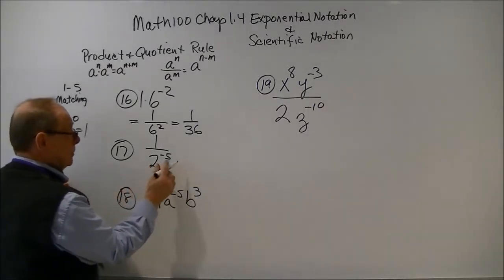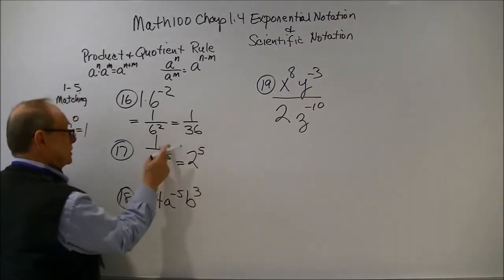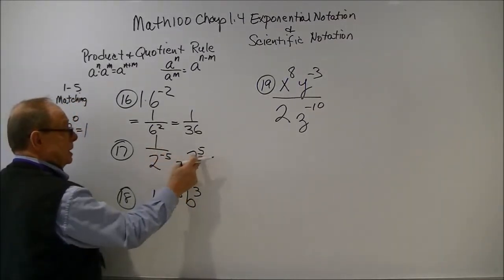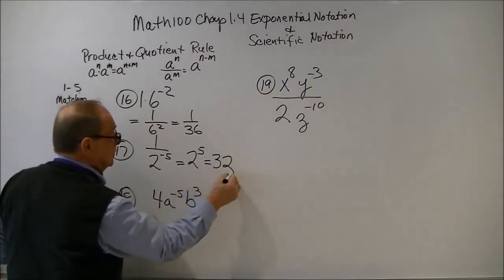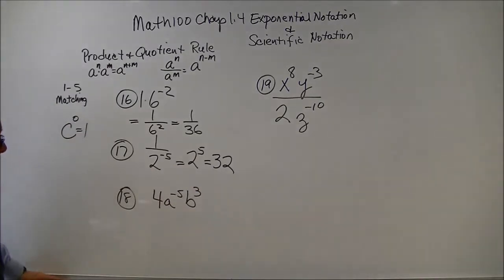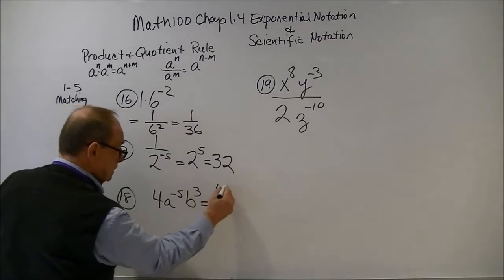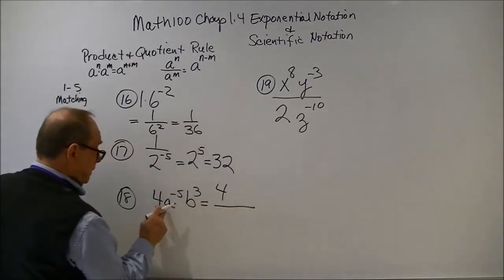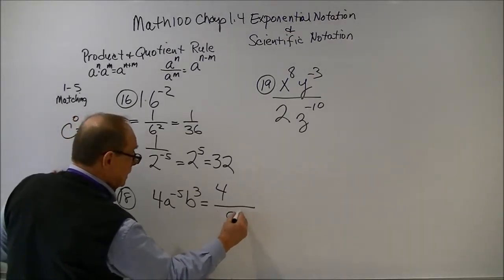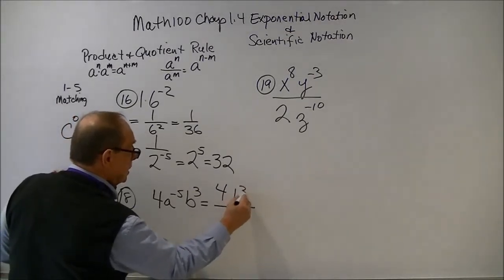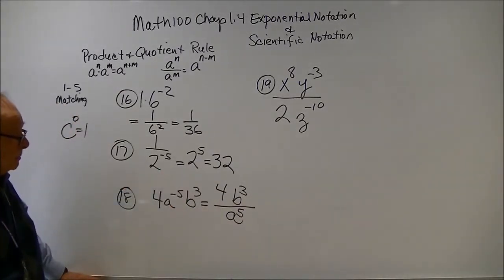This, since it's negative, we're going to bring it up, and this becomes 2 to the 5th. This goes up, crosses the division bar, the sign changes, and 2 to the 5th is 32. I happen to know that one. All right, in this case over here, the 4 stays up. The a to the negative 5 goes to the denominator. And now everything is in positive exponents.